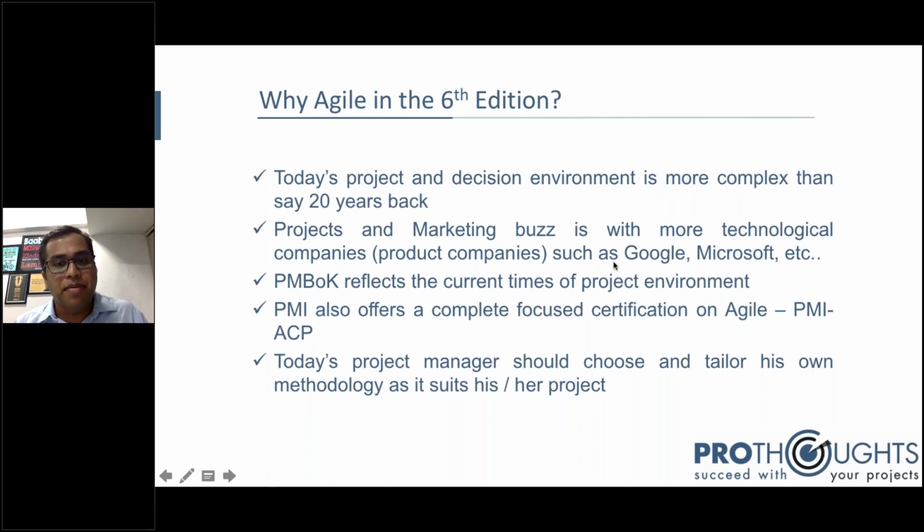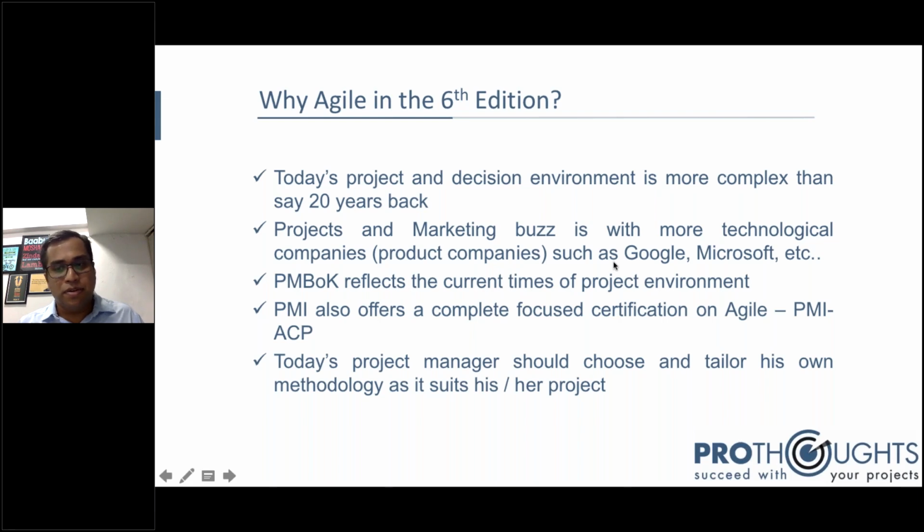I know that because I have interacted with people in that company. Okay. So PMBOK also, like I said, reflects the current times of the project as well. So that's where Agile has become a part of the PMBOK. Although, mind you, PMI also offers a complete focus certification on Agile methodology, which is called PMI-ACP, Agile Certified Professional. Okay, that's a different certification.